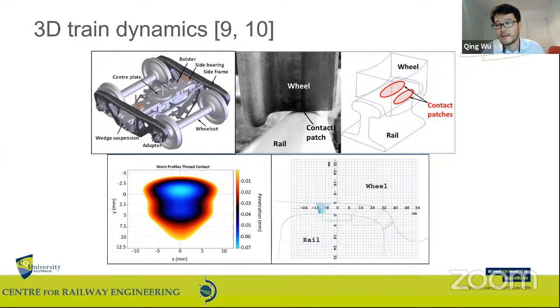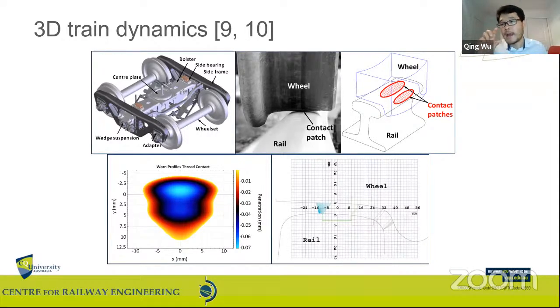famous physicist. He developed that Hertzian theory, which can determine the geometry of your contact patch for a given profile. The same thing holds for your road tire-ball contact. You will also have a very nonlinear shape of contact patch.